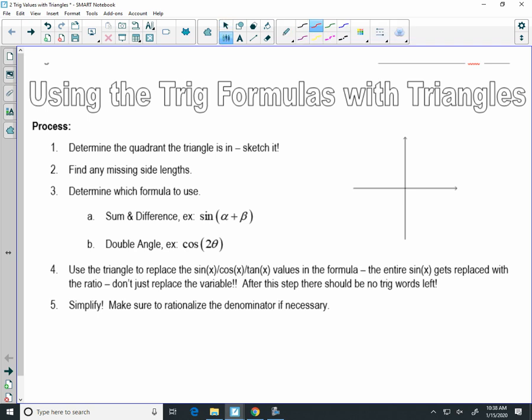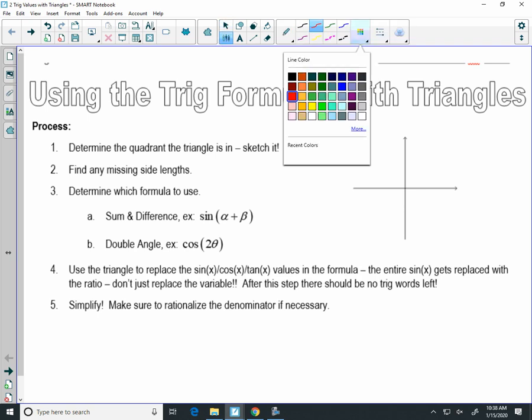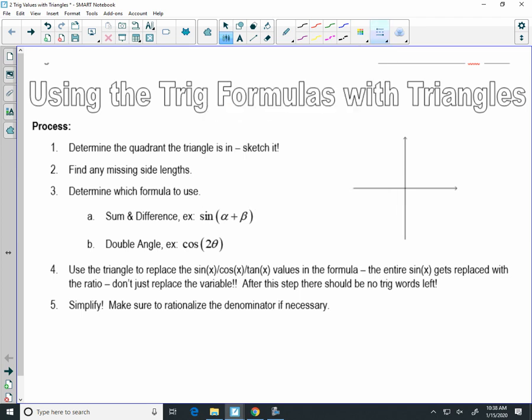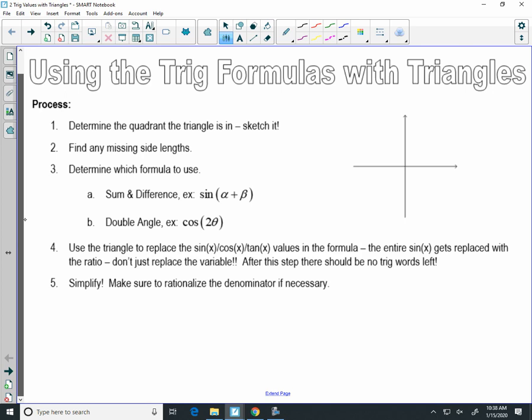And here are your steps. Some of you really like steps. I really like steps. I like having a definitive process that works for every problem, and this does. Determine the quadrant and draw the triangle in it. That is going to be your first step.